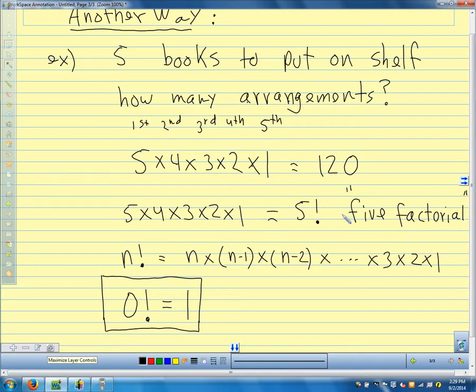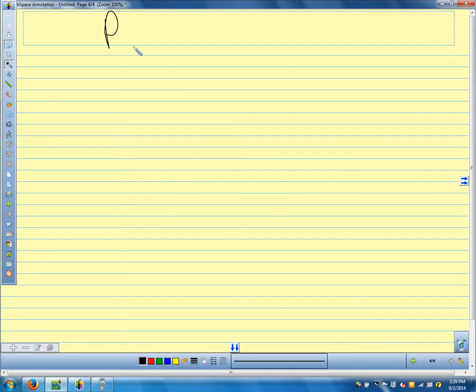Sometimes we want to count, and if you have trouble with your calculator, just let me know. I can help you out with a calculator. Sometimes we want to count not all of the arrangements of something, but only some of the things arranged. And that leads us to our permutations and combinations. So we want to talk next about permutations.